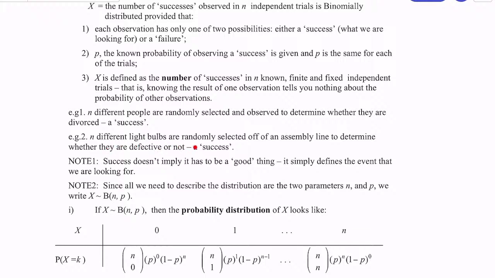And different light bulbs are randomly selected off an assembly line to determine whether they are defective or not. The success is looking for a defect, right? So you can define success not as a necessarily normatively good or bad thing, it's just the thing we're interested in.